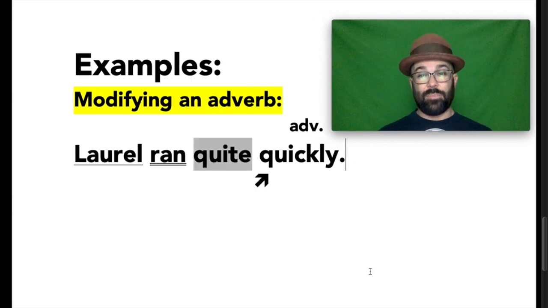Laurel is the simple subject of this sentence. Ran is the verb, an action verb, the past tense of the verb to run. Quickly is an adverb, and it's modifying the verb ran, telling us how Laurel ran. We have one other adverb in this sentence, and that is quite. This is from the to what extent list, and it is modifying how quickly Laurel ran. An adverb modifying another adverb. Get it?